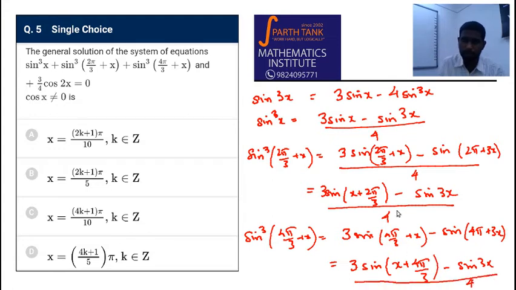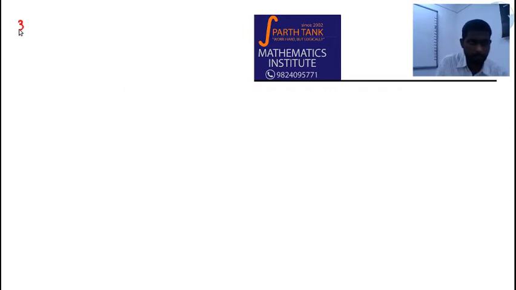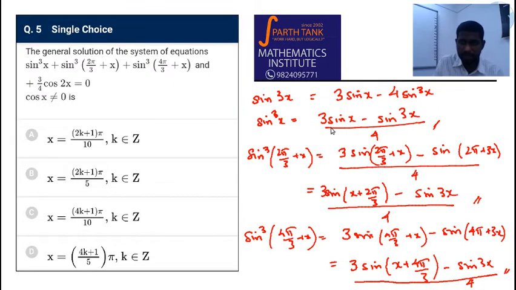Okay, so we have sin cube x, sin cube of 2 pi by 3 plus x, and sin cube of 4 pi by 3 plus x. All these three things are here. Put them all here and notice that there is a 4 as common denominator, right? So when I put them all together, I get 3 sin x, 3 sin of x plus 2 pi by 3, 3 sin of x plus 4 pi by 3, minus sin 3x, minus sin 3x, minus sin 3x.